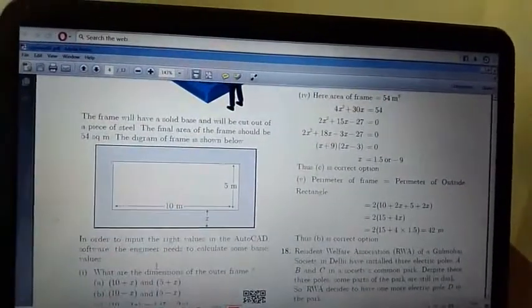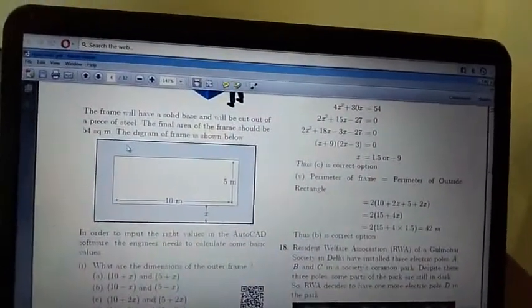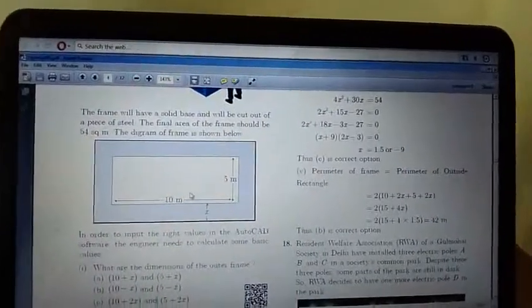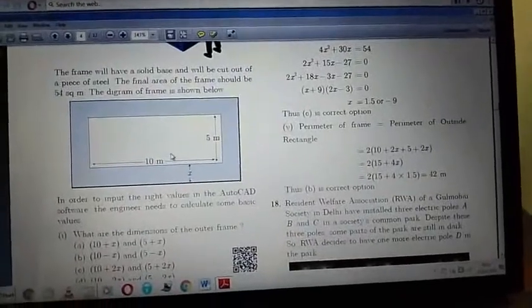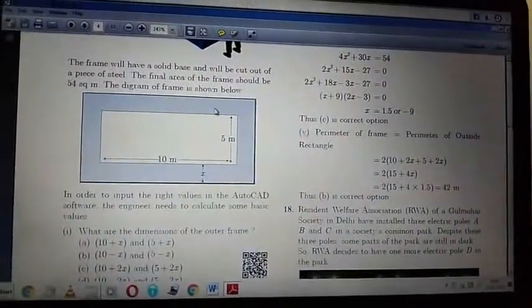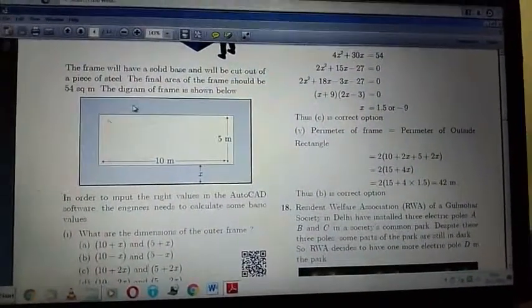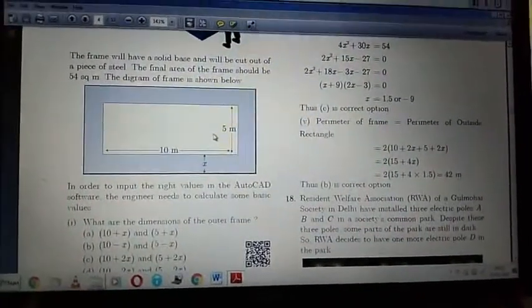So this is the frame. They have given you a frame. This has a solid base. This shaded region is the base and this inner rectangle is the area of the metal frame finally to be cut out of this frame. This shaded region is a solid base. The frame will have a solid base and will be cut out of a piece of steel. So this piece of steel should be cut out of the frame, okay?